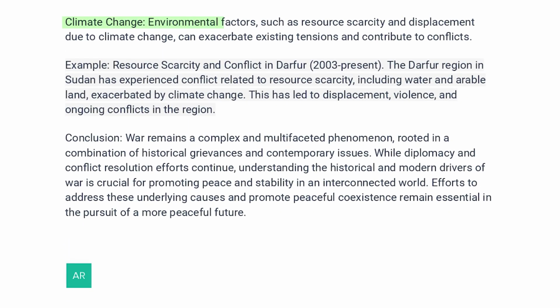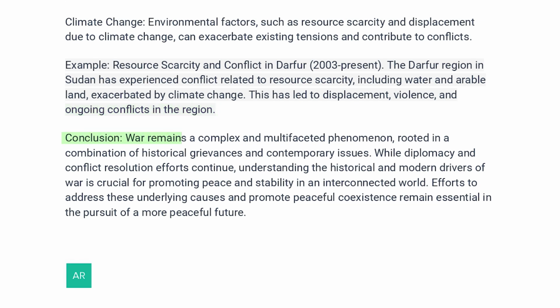Climate change. Environmental factors, such as resource scarcity and displacement due to climate change, can exacerbate existing tensions and contribute to conflicts. Example: resource scarcity and conflict in Darfur, 2003-present. The Darfur region in Sudan has experienced conflict related to resource scarcity, including water and arable land, exacerbated by climate change. This has led to displacement, violence, and ongoing conflicts in the region.